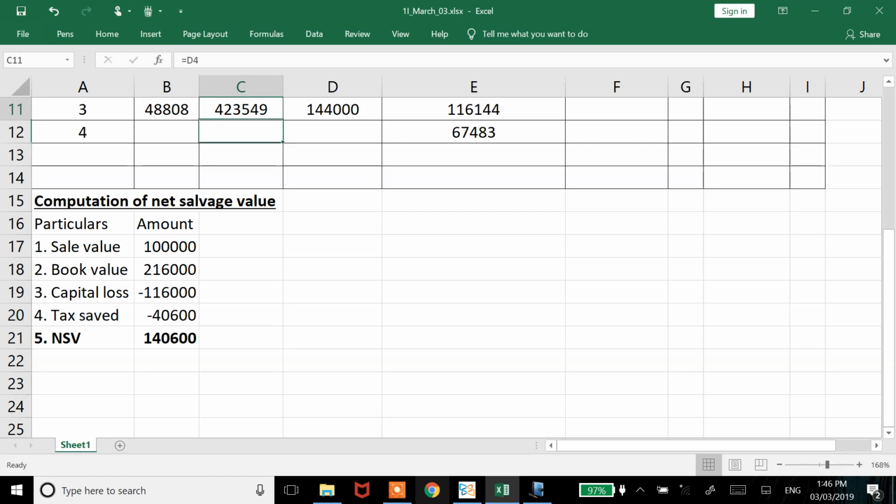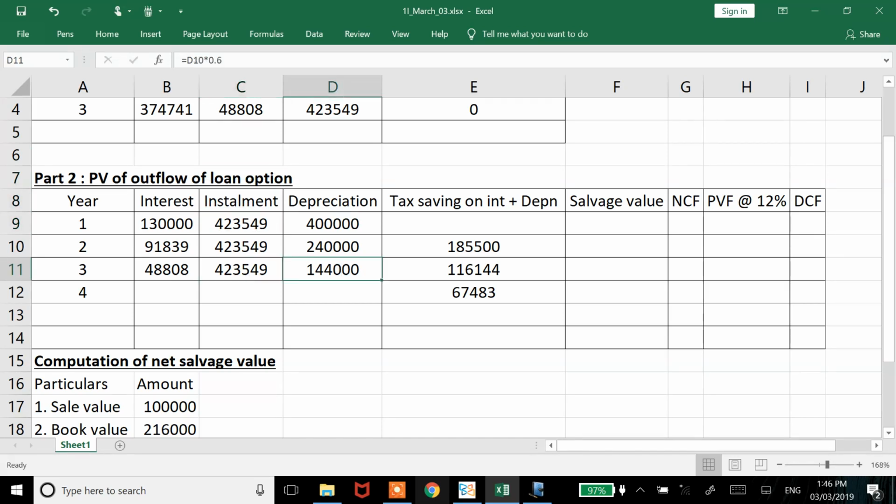Okay, listen, the tricky part here is I'll be writing in year 3 1 lakh and the tax saved in year 4, because taxes are paid 1 year in arrears. So year 3 salvage value is 1 lakh, but the tax saved on loss will come in the year 4, and thereafter it's very simple. Okay, any doubts till now?